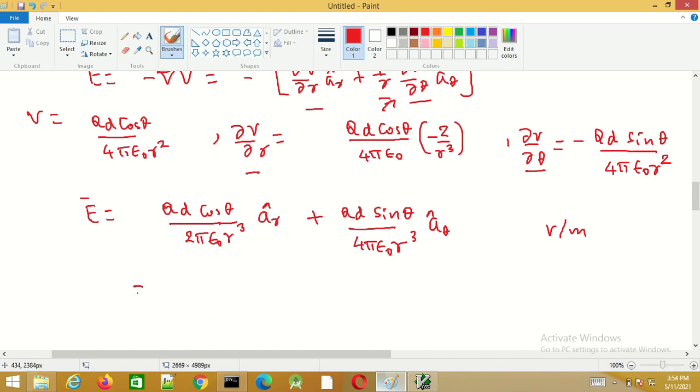This expression can also be written in terms of dipole moment as 2 cos theta AR plus sin theta A theta, where P is the magnitude of the dipole moment.